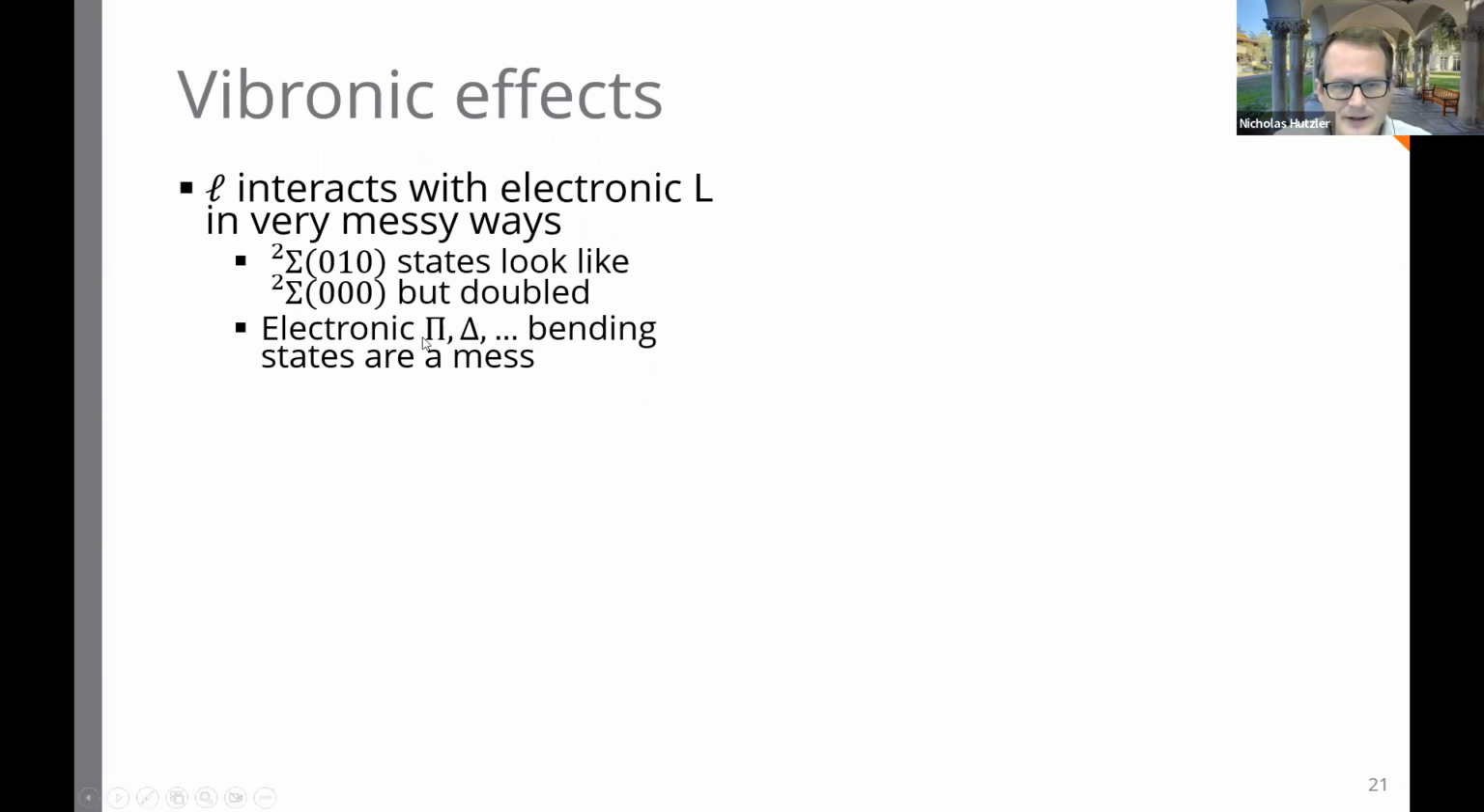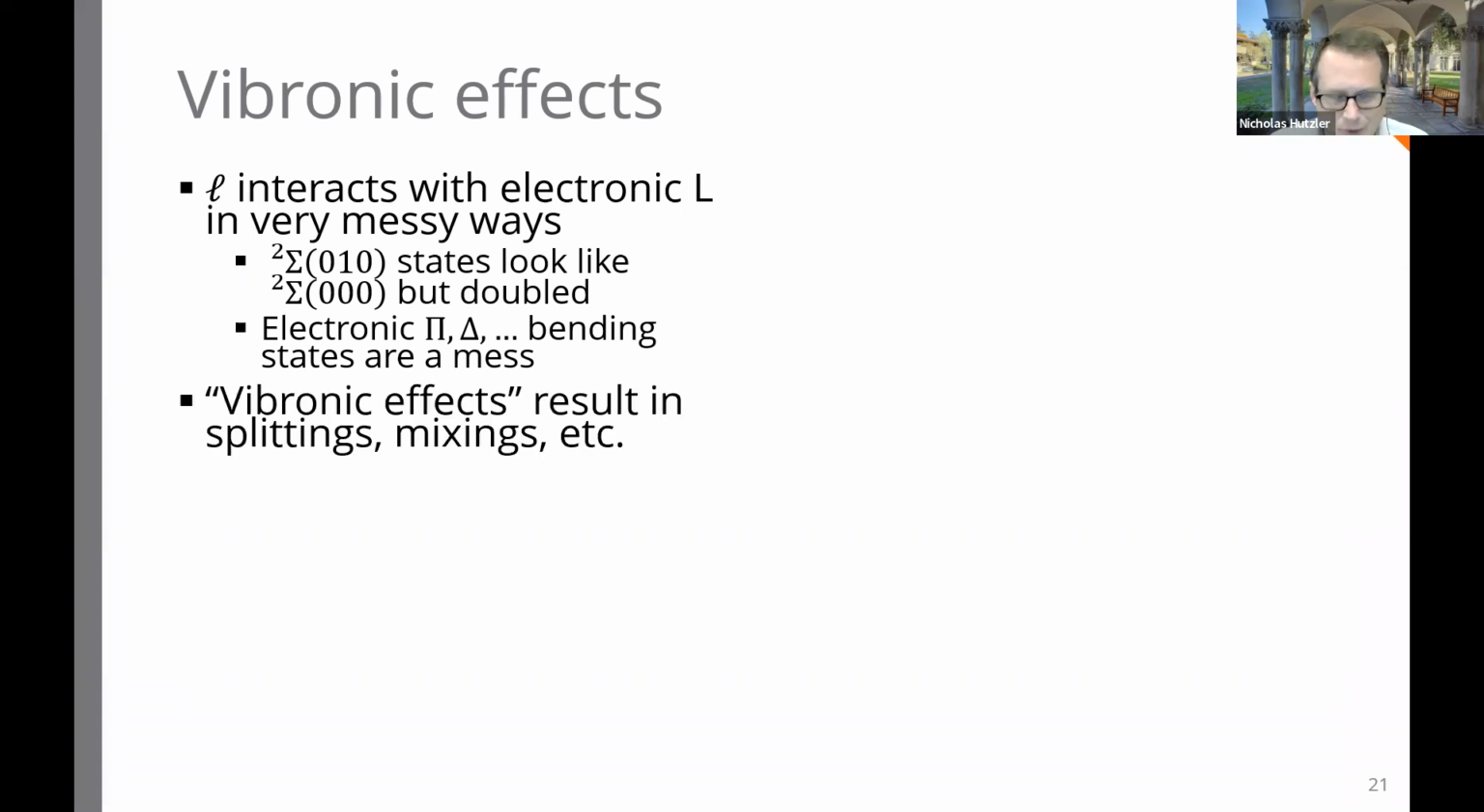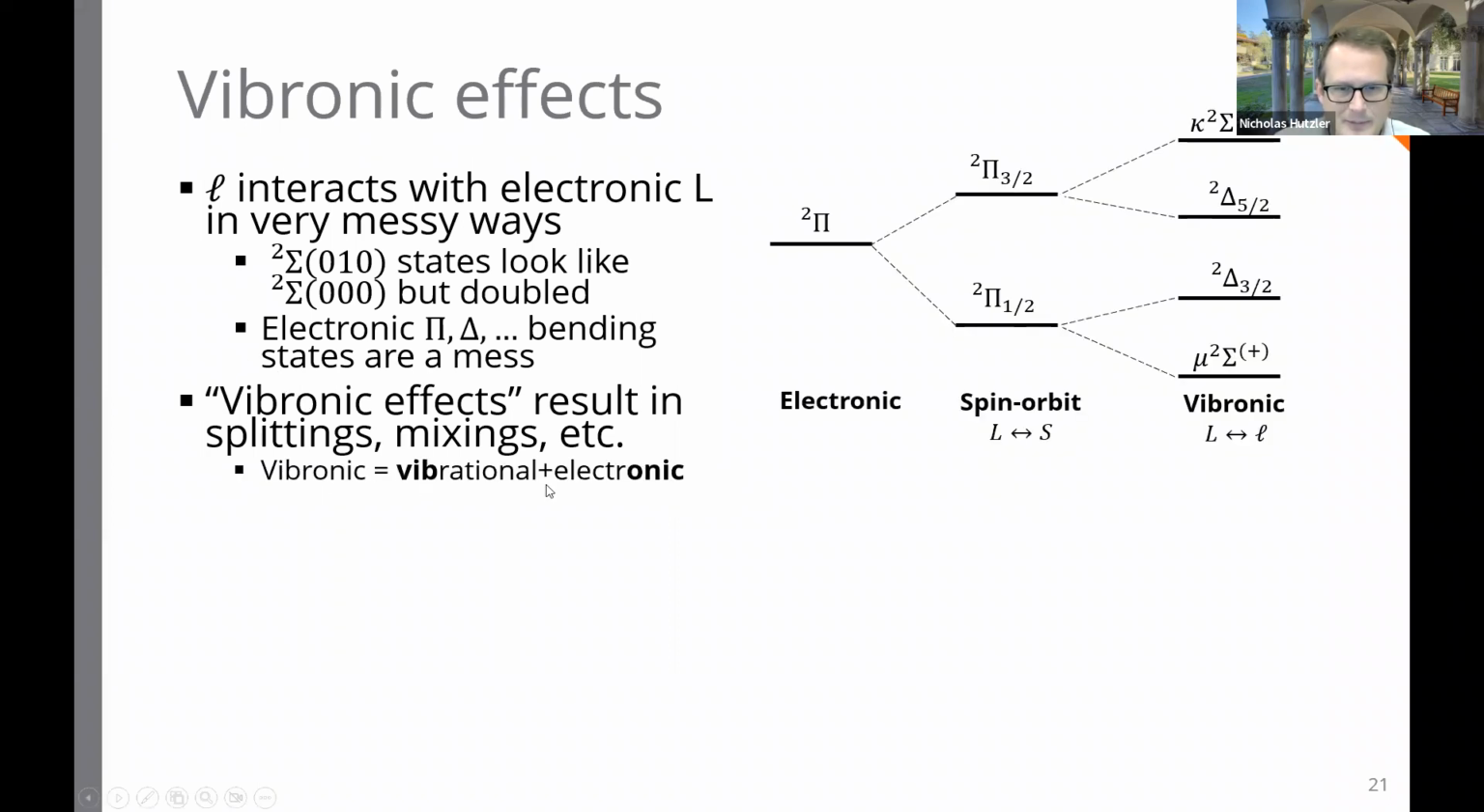However, if you have electronic pi or delta states, or higher electronic angular momentum states, states that have both electronic angular momentum and bending angular momentum are a total mess. And there's almost not a unified description of them. I guess there are some general principles that describe how they look. This is generally called vibronic effects. So, vibronic is like vibrational and electronic. These vibronic effects result in splittings between states. They result in mixing between states.